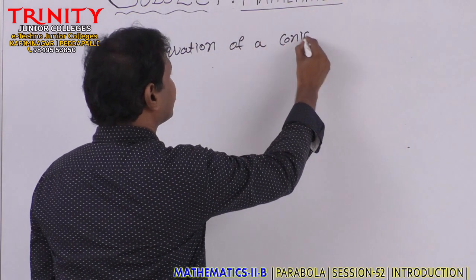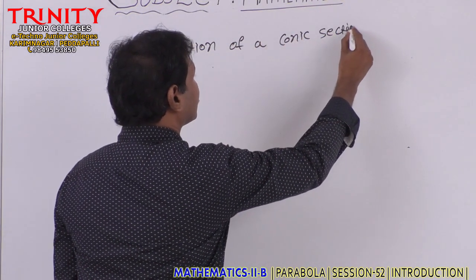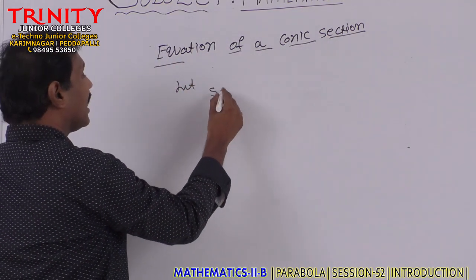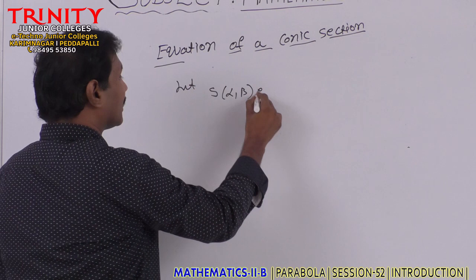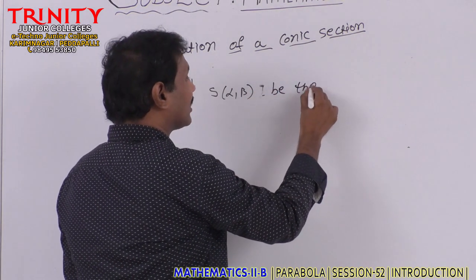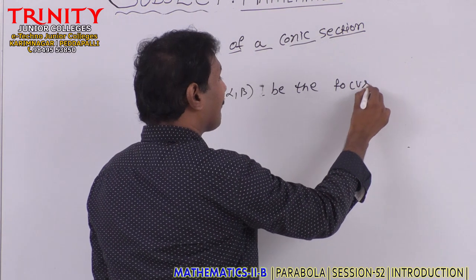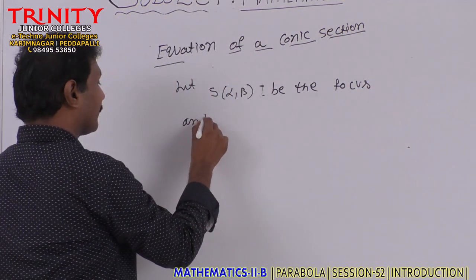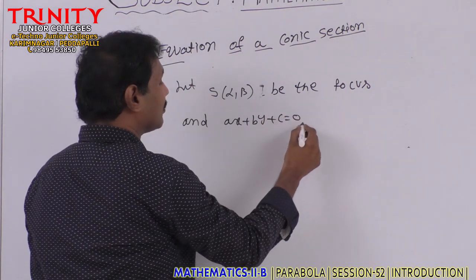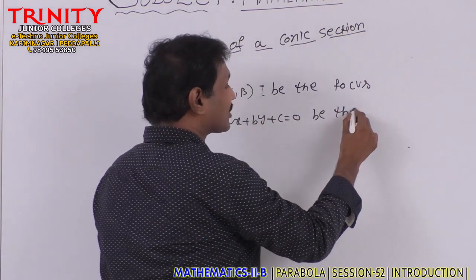Equation of a conic. Let S(alpha, beta) be the focus, and AX plus BY plus C equal to 0 be the equation of the directrix.